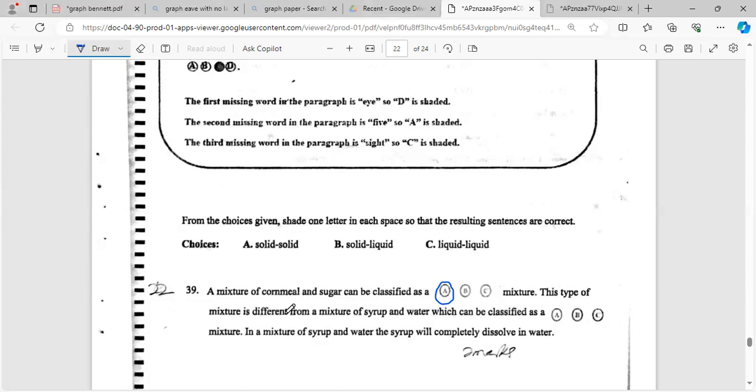So a mixture of cornmeal and sugar is a solid to solid mixture. The type of mixture is different from a mixture of syrup and water, which can be classified as liquid to liquid. So that would be C. Alright, so I'm going to go with A and then C for that one. It's not so bad, guys. That one wasn't so bad.